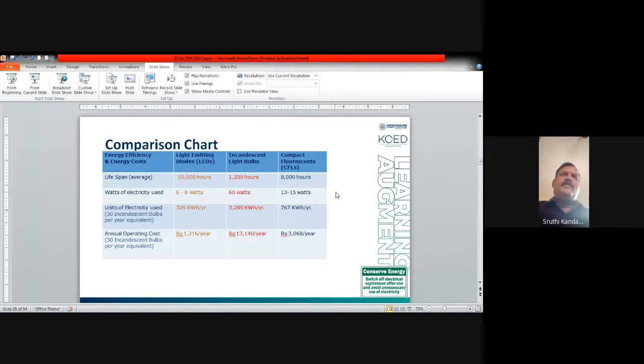The lifespan on average: LED lights are 50,000 hours, incandescent lights are 1,200 hours, the CFL are 8,000 hours. So compared to the CFL and incandescent lamp, LED lamps are preferable. Then the power rating of these utilities for LED is 6 to 8 watts. For the incandescent lamp, a variety of wattages are available: 60 watts, 40 watts, 100 watts, 200 watts bulbs are available in the market. Similarly, CFLs are also available in the market in 13 to 18 or 24 watts.